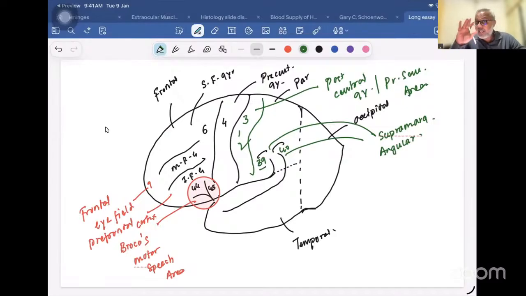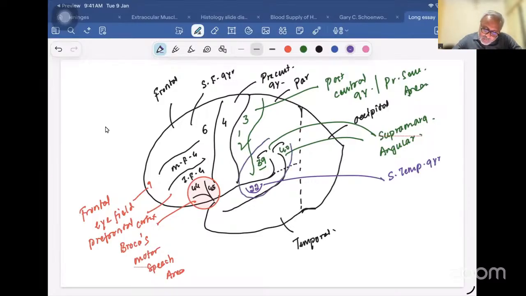Done? Why is this area important? We will discuss now. In the superior temporal gyrus, we have area number 22, which is located in Heschl's gyrus. So let's label this. This is the superior temporal gyrus. Why are we stressing about these 3 areas? Remember, these areas put together.